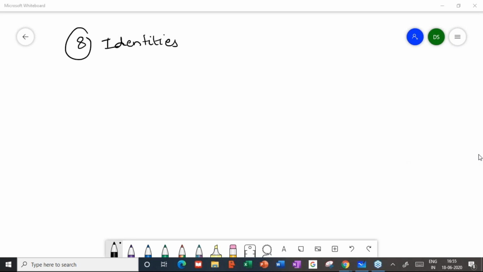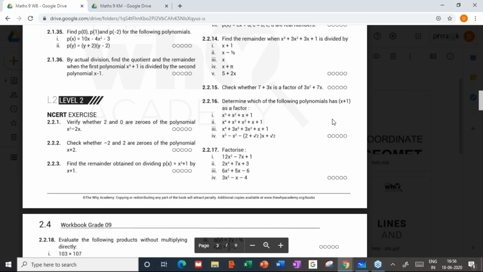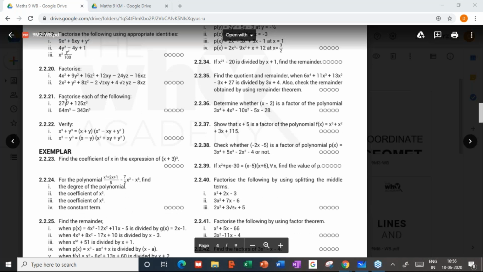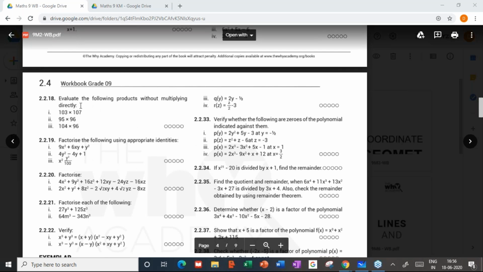Okay, so identities. One of you has a question. Yeah, so ma'am, the question will come only when we would have to use identity? So, yeah, again, they might be both types. Sometimes they might say solve using identities. I'll show it to you. There are questions here which just say, evaluate the following products without multiplying directly. What does that mean? That basically means use identities to find the answer.